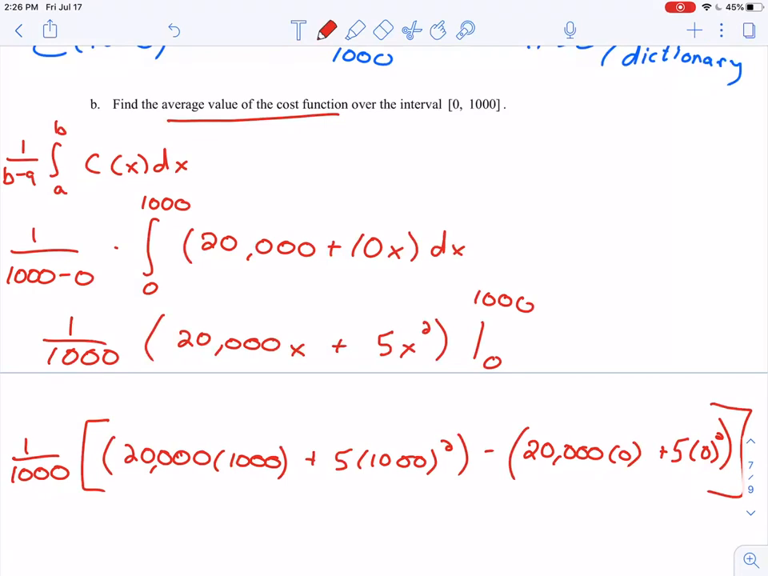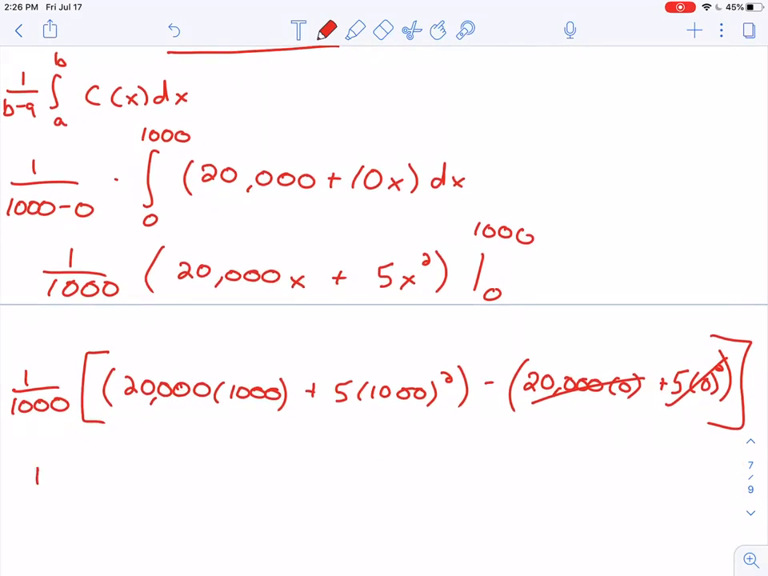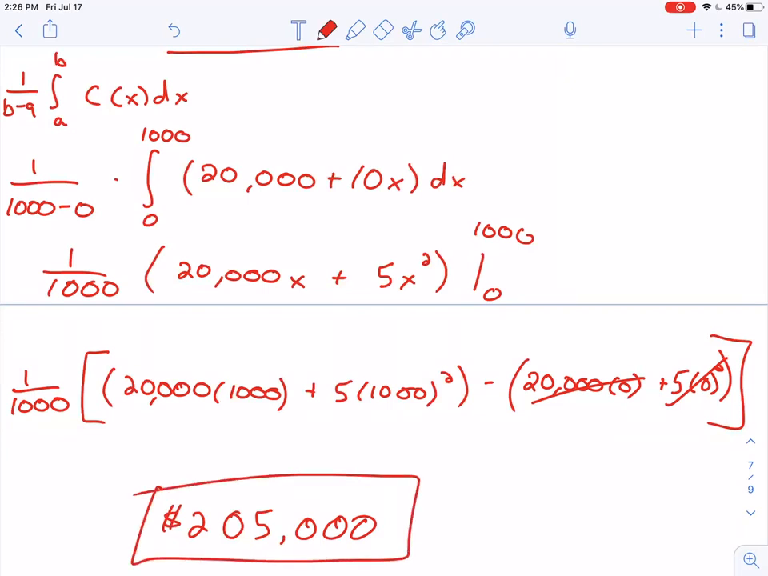So first of all, 20,000 times 0 is going to be 0. 5 times 0 squared, that's going to be 0. We don't need to worry about that part over there. So I have 1 over 1,000 times 20,000 times 1,000 plus 5 times 1,000 squared. Take that result, divided by 1,000. Let's just jump to the results. I should end up with $205,000. So this is the average value of the cost function over 0 to 1,000.